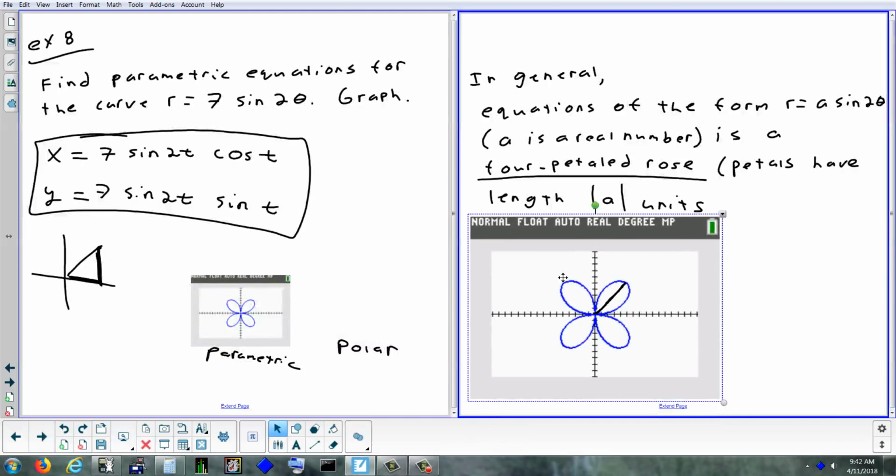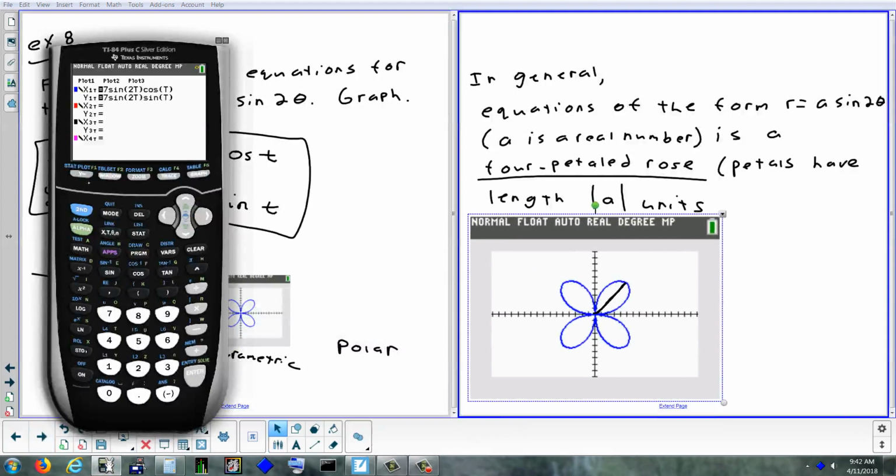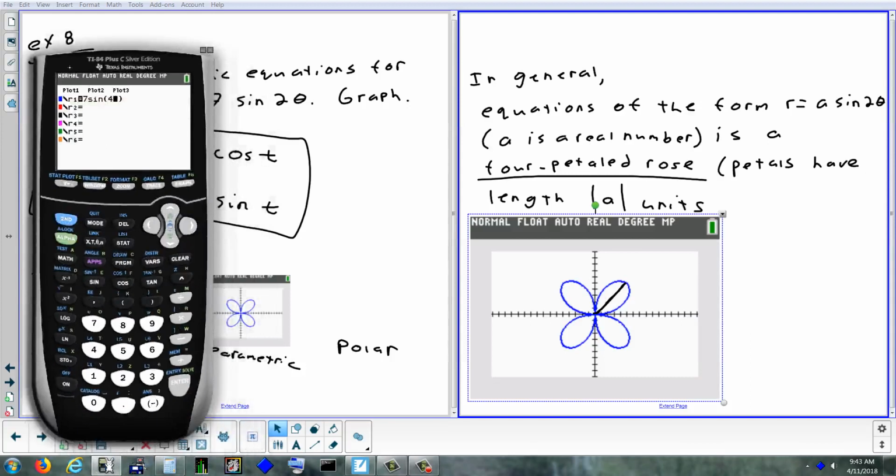Okay, let's just try something. Instead of 7 sine 2 theta, I'm going to go back to polar. I like drawing these kinds of shapes in polar because it's less stuff to type in than parametric. What do you think I would get if I did 4 theta? Guess how that would change the picture. More petals. How many? Would it be 8? Yes, you would have 8 petals.